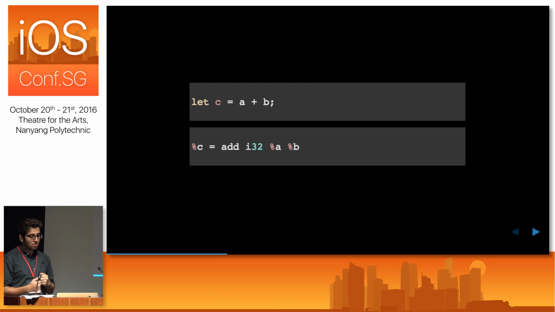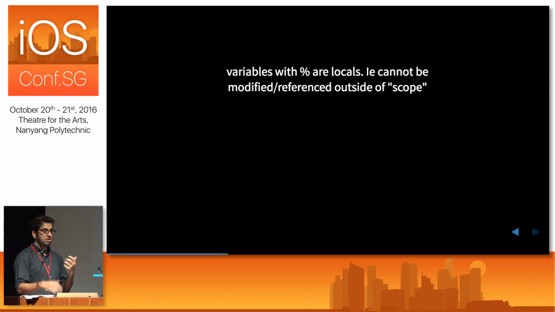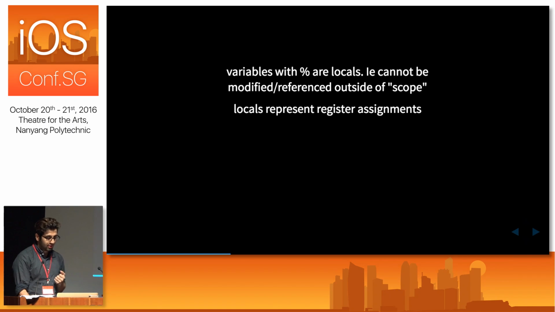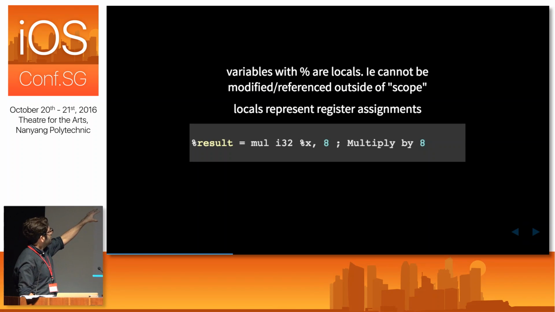What this actually maps to are register assignments at a CPU level. So when LLVM compiles your code, it will convert these assignments to register calls. A few things about these variables. Anything that's prepended with a percent sign is a local variable, so it cannot be modified outside of the scope in which it is defined. As I mentioned earlier, these locals represent register assignments. Here's another example: %result is equal to multiply this thing by x. This will be translated into a CPU instruction whereby you assign registers, so you move AX, then multiply something into AX, then move BX, DX, etc.